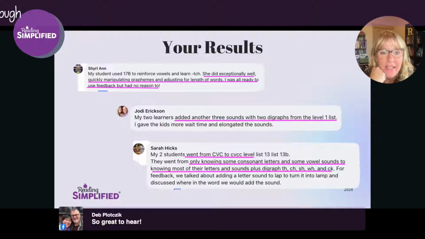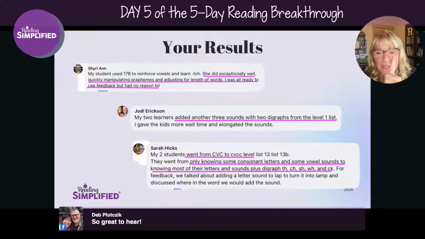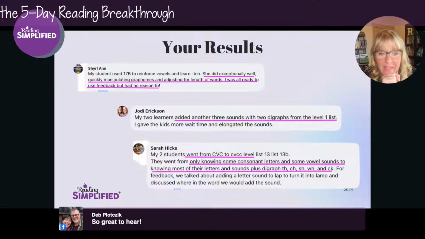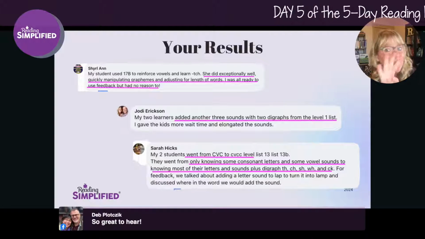Jody had 2 learners add 3 sounds and 2 digraphs from level 1. Well done. And Sarah, I was really excited about this one as well. 3 sounds to 4 sounds.